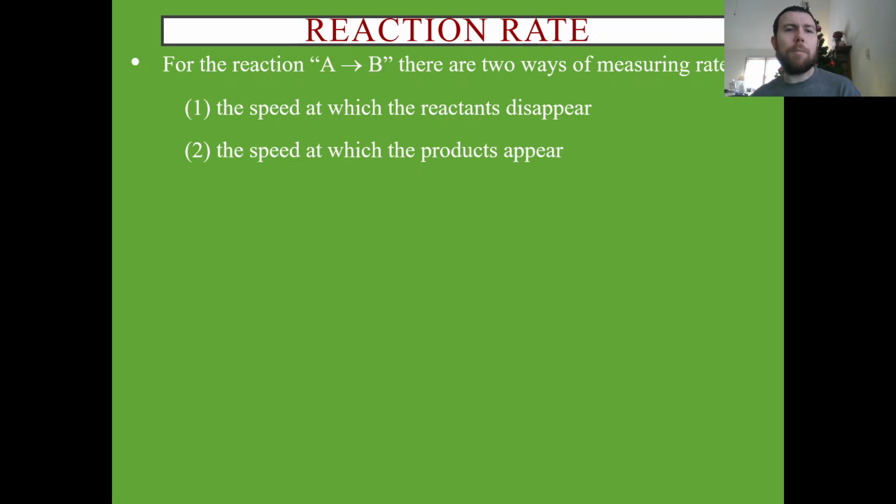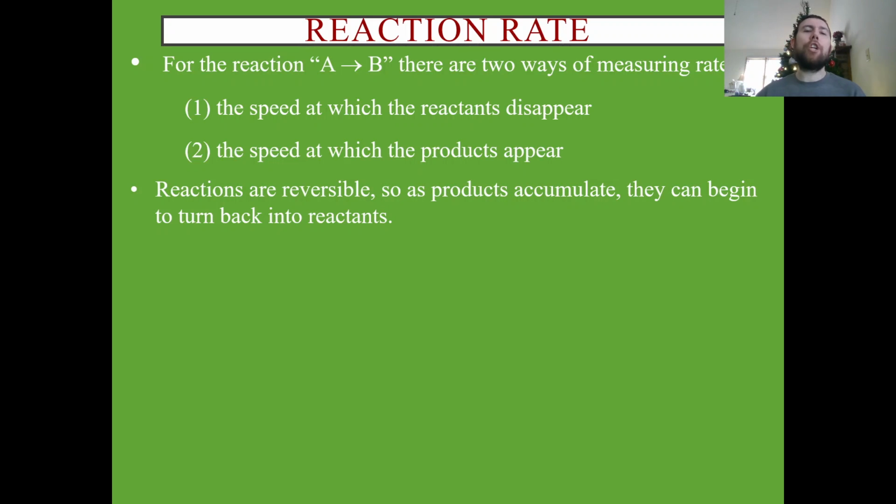And then we've also got it from the perspective of the rate of appearance, or the speed at which the product B is appearing during this particular process, right? Now, obviously, when we think about this, the rate of disappearance would be a negative value. The rate of appearance would have a positive value.